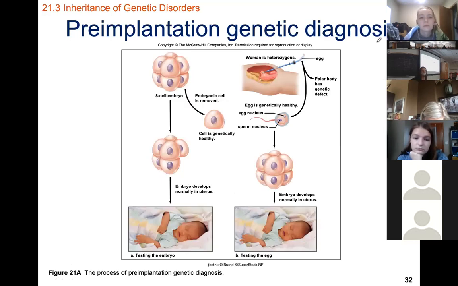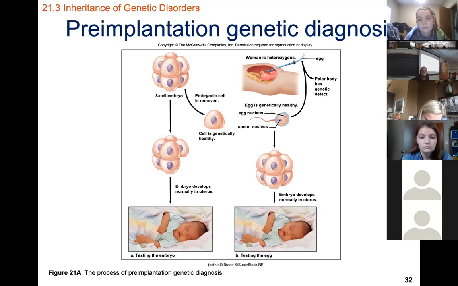And like I said, this is just discussing the science. It's not saying whether or not this is the correct or ethical thing to do for both sides. This is an 8-cell embryo. You get one of the cells that is genetically healthy, and you use it to fertilize the sperm and egg cell, and then the egg is genetically healthy, and then it is injected into the uterus where it continues to grow, and the embryo develops normally in the uterus. And also, these 8-cell embryos can also develop normally in the uterus.